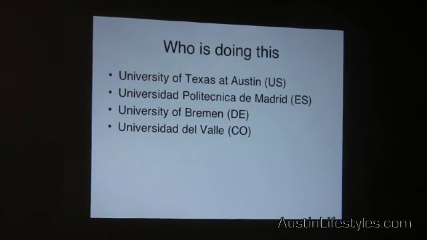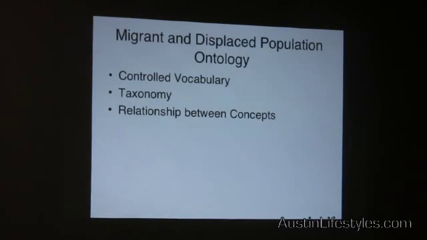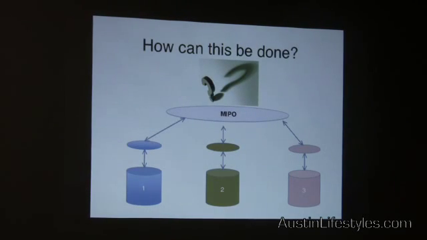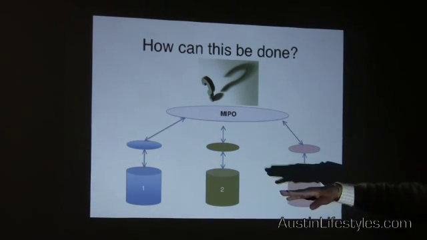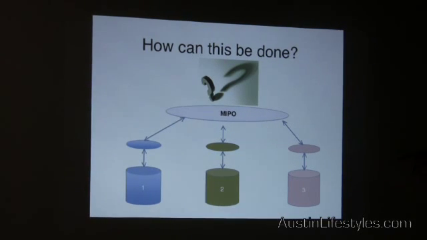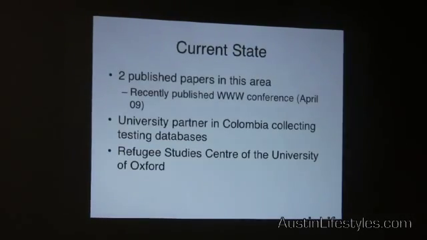So right now, this is work going on with the University of Texas, Universidad Politécnica de Madrid in Spain, the University of Bremen in Germany, and the Universidad del Valle in Cali, Colombia. Our current work is that we want to create a structured vocabulary, taxonomy, and relationships for the whole concept of migrant and displaced population, which is a whole ontology to have a controlled vocabulary about this, and everybody can reuse. So in a nutshell, we automatically extract all the knowledge and semantics that are in current relational databases. And if we have one domain knowledge base, we start integrating this stuff.